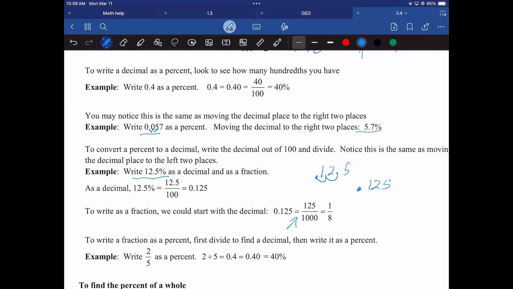Now, if we look here, we can write it as a fraction. So to write it as a fraction, what we do is we prime factor it down. So we have 5 times 5 times 5 over 10 times 10 times 10, or 5 times 5 times 5 over 2 times 5 times 2 times 5 times 2 times 5. Now, when I have the same number top and bottom, I can reduce, and that gives us 1 over 8.